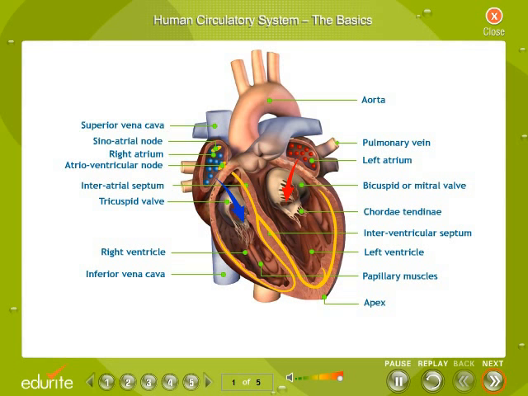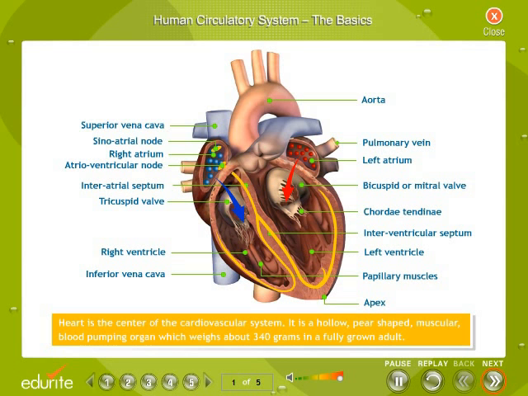Human heart. Heart is the center of the cardiovascular system. It is a hollow, pear-shaped, muscular, blood-pumping organ which weighs about 340 grams in a fully grown adult.